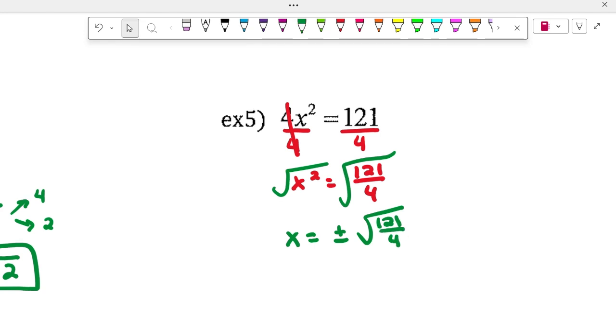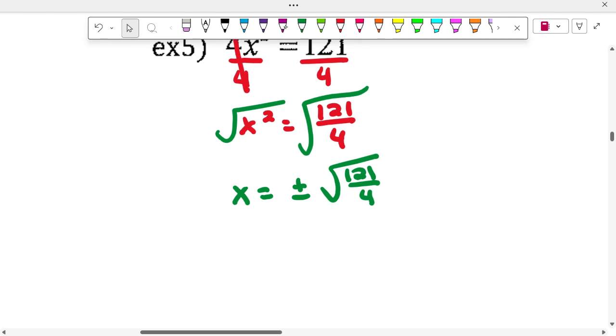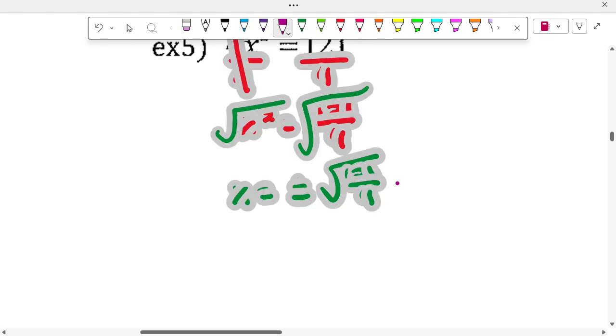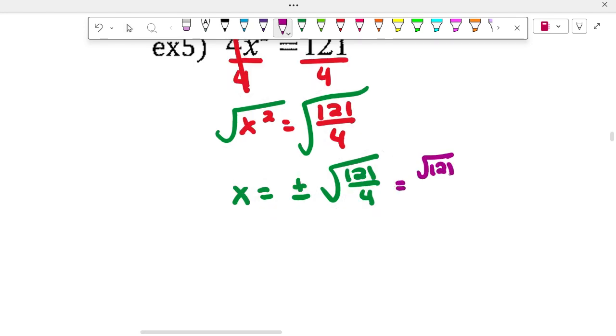Now, we know how to simplify that, right? What do I do? Separate them. And yes, it would be plus or minus 11 over 2. Because the square root of 121 is 11. The square root of 4 is 2.